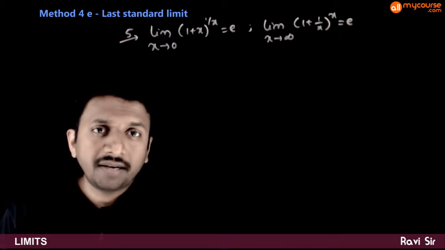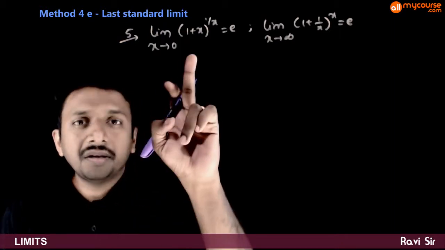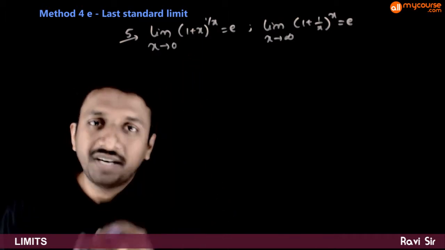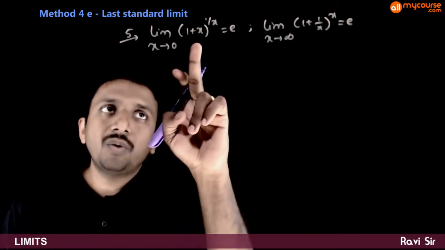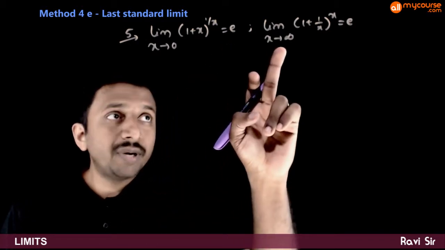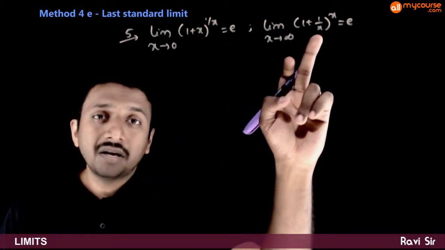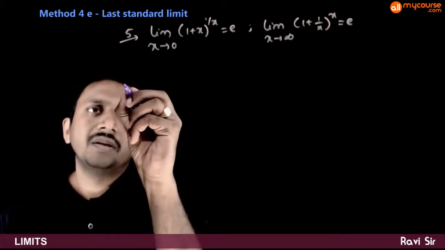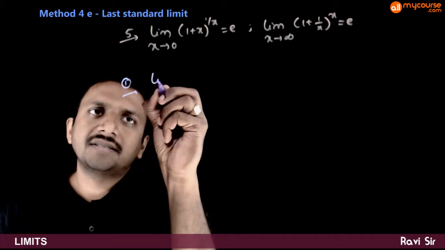So now let us look at some questions based on the last standard limit. It is 1 power infinity type. Limit x tends to 0, (1 plus x) whole power 1 by x is equal to e. Limit x tends to infinity, (1 plus 1 by x) whole power x is also equal to e. So the questions might be asked like this.